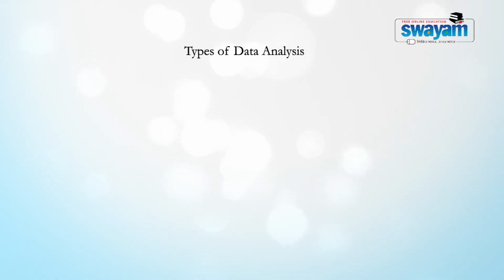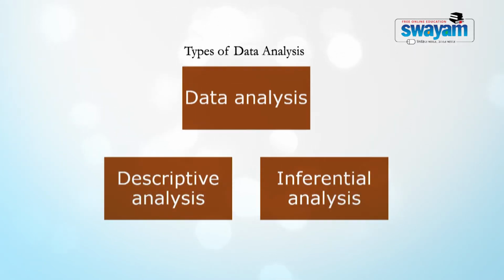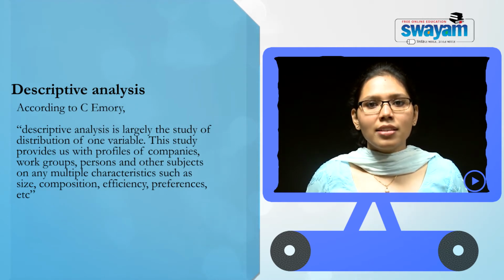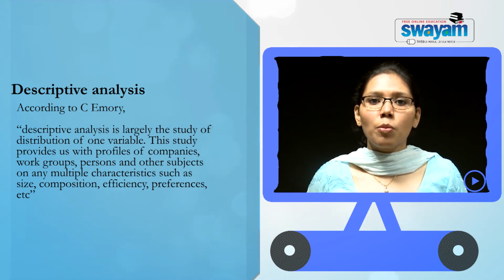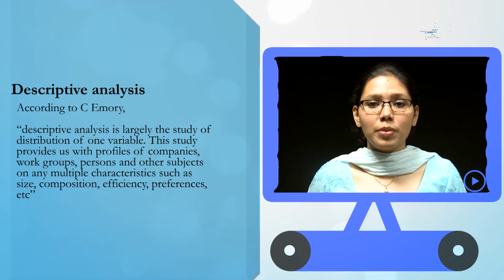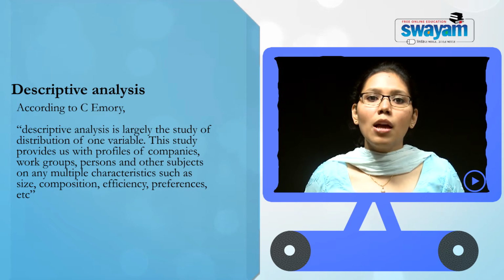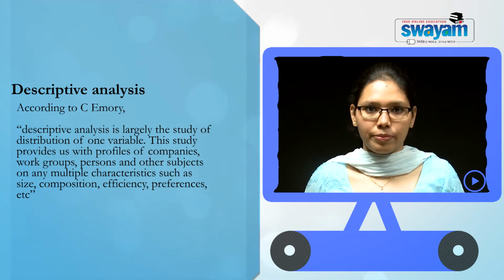Now, what are the types of data analysis? Data analysis can be divided into two types. There is descriptive data analysis and inferential analysis. Descriptive analysis has been defined by C. Moray as largely the study of distribution of one variable. This study provides us with profiles of companies, work groups, persons and other subjects on any multiple characteristics such as size, composition, efficiency, preference, etc.